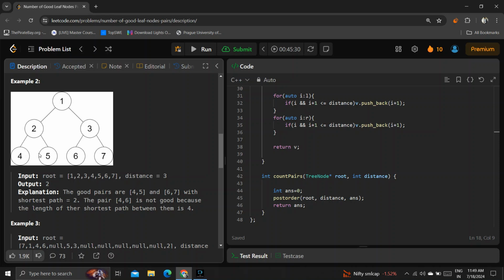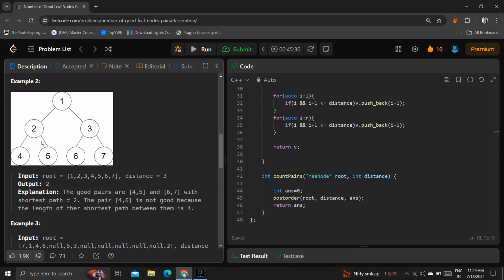Now, you might be thinking: if we are checking that a particular root has no left and right, and then we are returning 1, then why are we moving to the null?